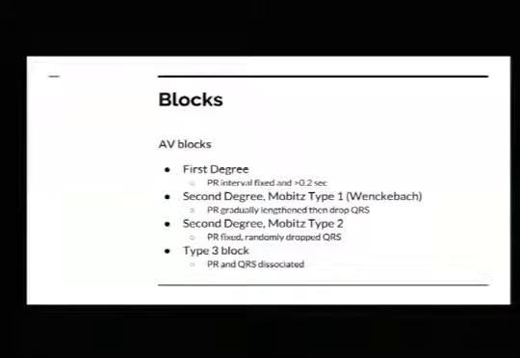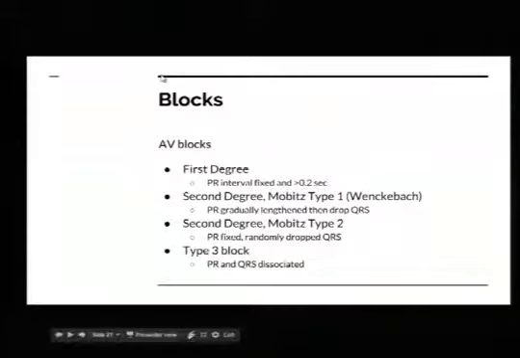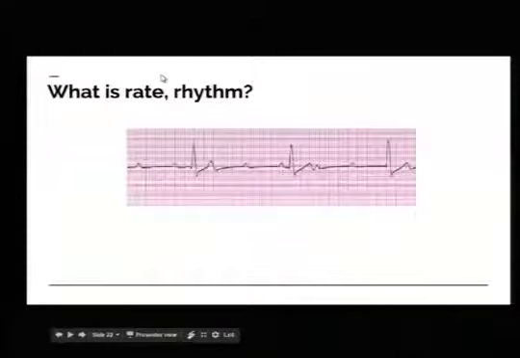So that's a complete dissociation. That's what I was talking about when you need to be able to calculate your atrial rate and your ventricular rate. You can have an atrial rate of 300, but a ventricular rate of 20 with complete dissociation. Those are bad too. So type 2s and type 3s typically need a pacemaker, AICD placement.